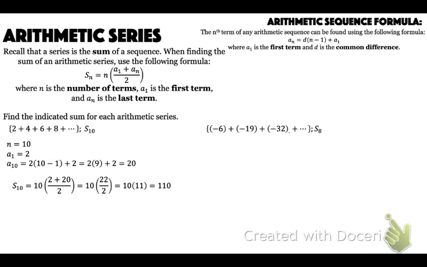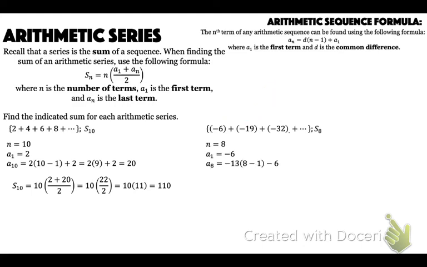Okay, let's do this one. So I have negative 6, negative 19, negative 32. So n is 8, and our first term is negative 6. Now I need to figure out how I am getting from here to here and here to here. Well, I'm subtracting 13. So that means my common difference is negative 13.